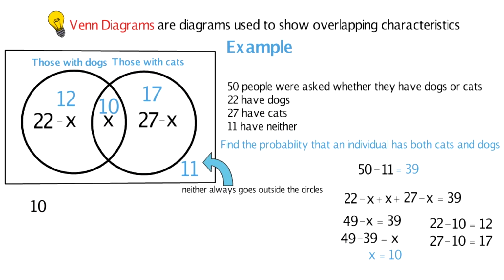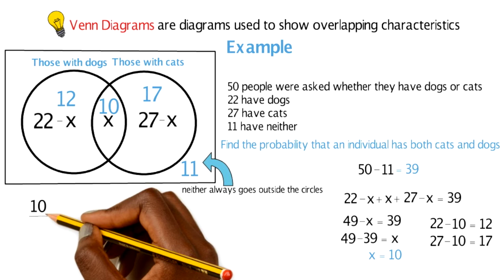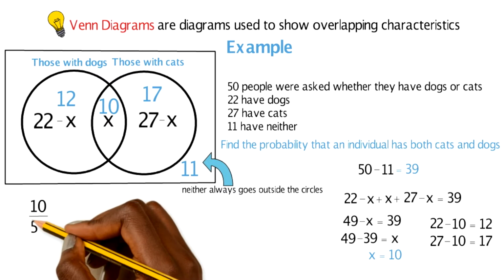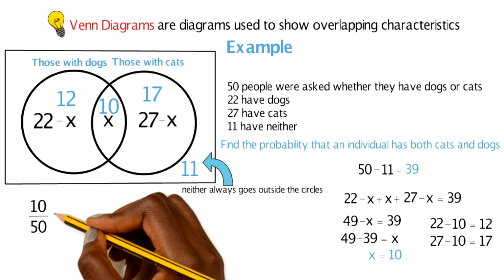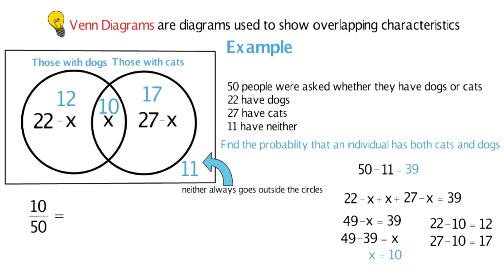Now going back to the question, it says the probability of those that have both cats and dogs, which is just the middle bit. So it's going to be 10 over the total we asked, 50. Simplify this fraction, which leaves you with 1/5, because the zeros on the 10 and the 50 cancel out, leaving a fifth.